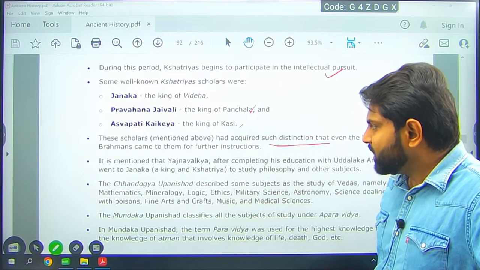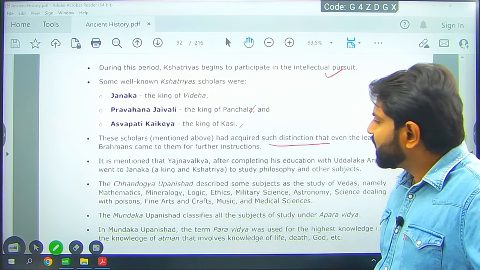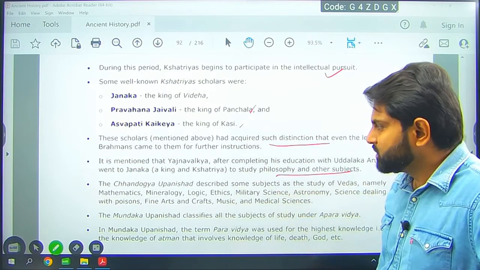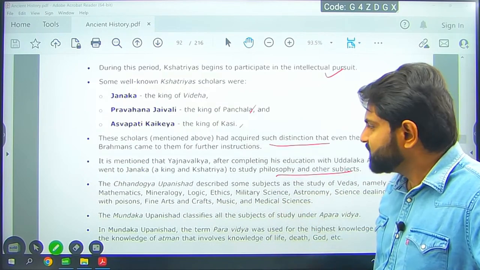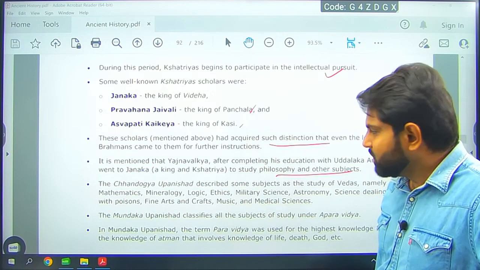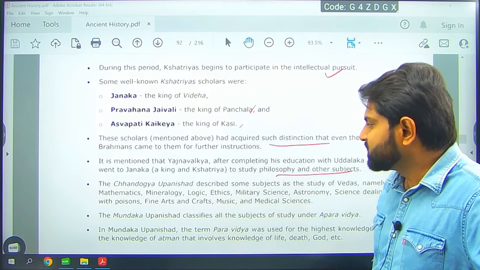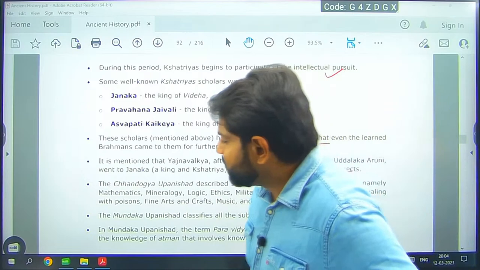It is mentioned that Yajnavalkya, after completing his education with Uddalaka Aruni, went to Janaka to study philosophy and other subjects. The Chandogya Upanishad described some subjects as the study of Vedas, namely mathematics, mineralogy, logic, ethics, military science, astronomy, science dealing with poisons, fine arts, crafts, music, medical sciences. Education is wide, diverse.